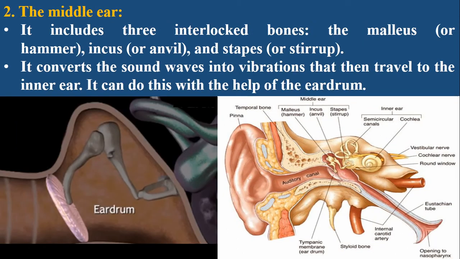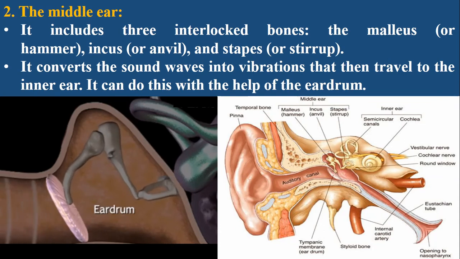Now the next important part of the human ear is the middle ear. In the middle ear we basically have three interlocked bones. The first one is the malleus. Since its shape is similar to a hammer, it is also called the hammer. The second one is the incus, and its shape is similar to an anvil, so it is also called the anvil. And the third one is the stapes. Its shape is similar to a stirrup, so it is also called the stirrup.